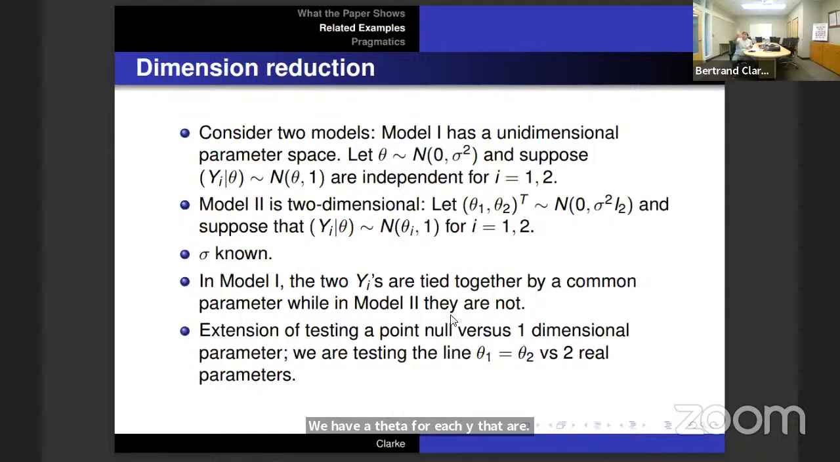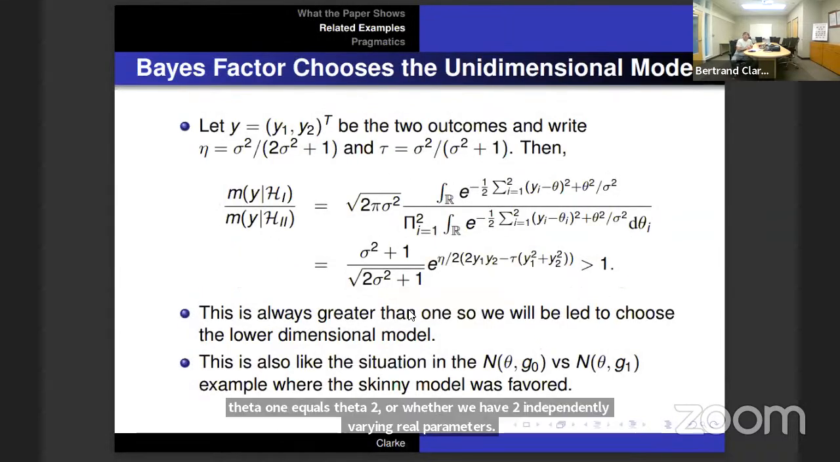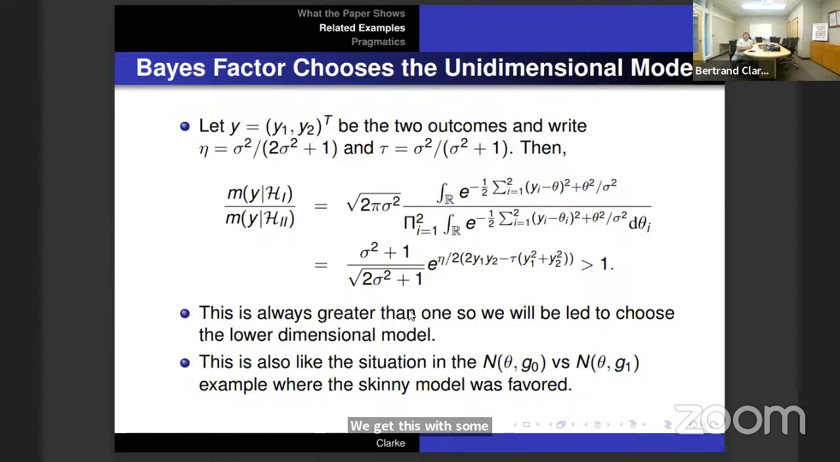Okay? We'll take sigma null. So in the extension of the point null versus a one-dimensional parameter, we're really testing whether theta 1 equals theta 2, or whether we have two independently varying real parameters. If we work out the Bayes factor, we get this with some work. And you can see the Bayes factor in favor of the one-dimensional model in comparison to the two-dimensional model is essentially always greater than 1. So we're always going to be led to choose the lower dimensional model. And this is kind of like the examples in the paper. It's in particular like the example where the skinny model was chosen, as well as the other, of course.